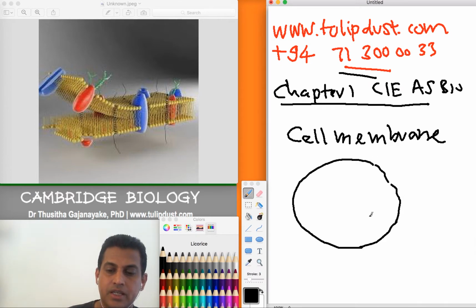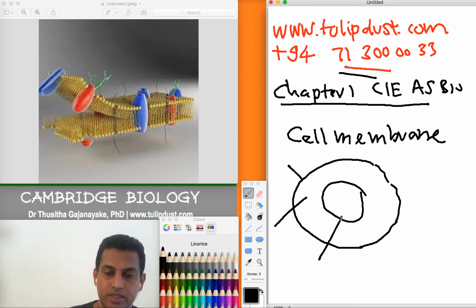So here is a cell. As I told you before, three components: cell membrane, cytoplasm and the nucleus. The cell membrane encloses the whole cell, and inside the jelly-like fluid-filled space is the cytoplasm. In the cytoplasm, we have all these structures inside the cells called organelles. The most prominent organelle is the nucleus, which is bigger.